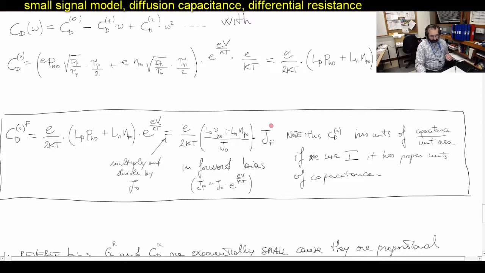So as you can see, it depends on JF, obviously. It is exponentially dependent on the voltage of the quiescent point I've chosen, or if you like, it depends on JF, the current at the quiescent point on the curve. So it can be extremely large in forward bias. That's the point.